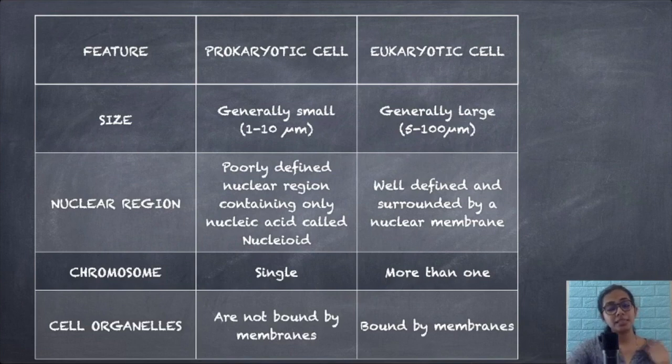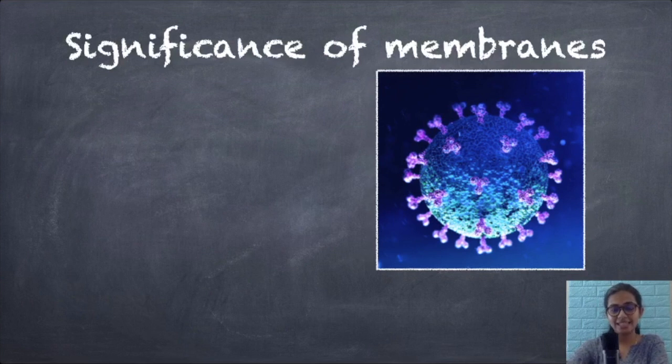And finally, about the cell organelles. The cell organelles in prokaryotic cell are not bound by any membrane, whereas in eukaryotic cell, all the cell organelles are bound by membrane. Now, why is membrane so important? Right? So, we can see the significance of membrane in certain organisms that are special or peculiar.